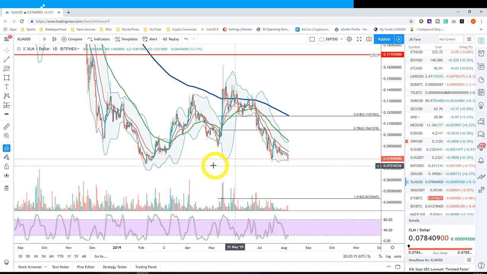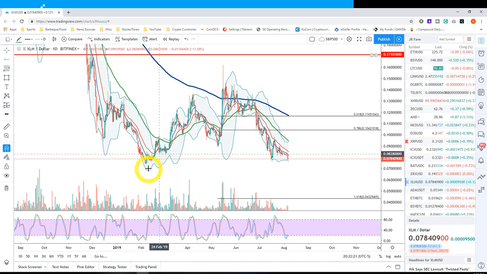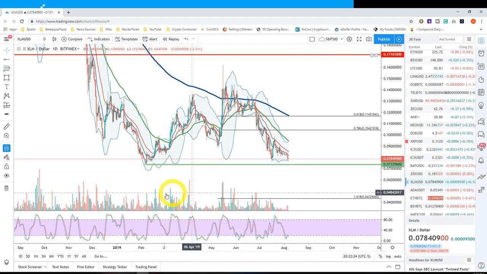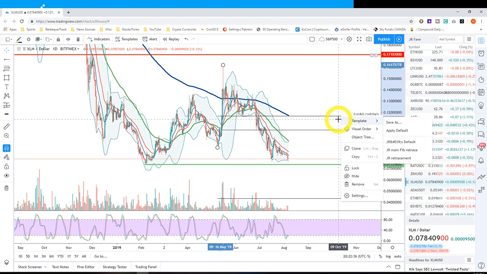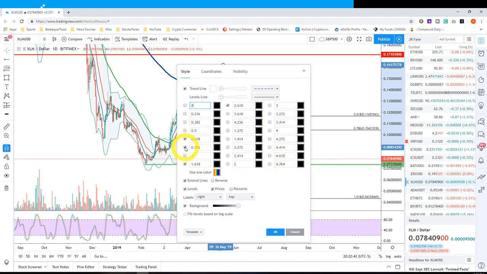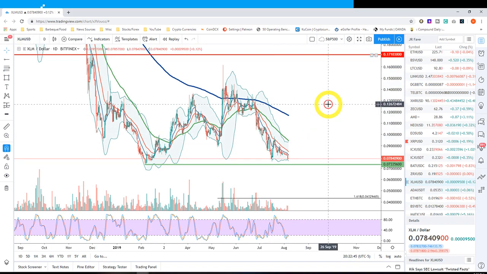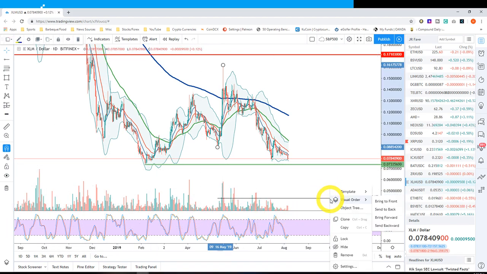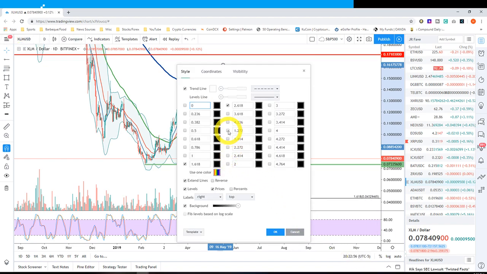So the only thing is, it's holding. Let's do this. There's your support zone here, trying to hold there. And I guess I can get rid of these. Let's see. There we go. Yeah, right. Let's hang on here. I don't think I had the 1.272 on there. There we go.